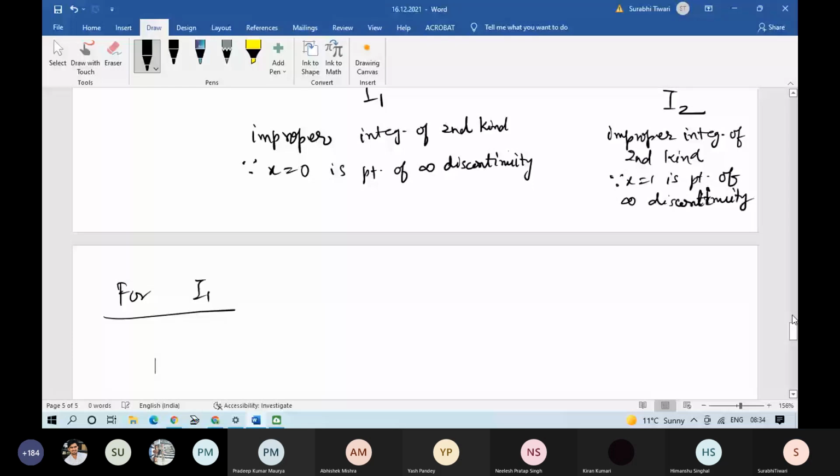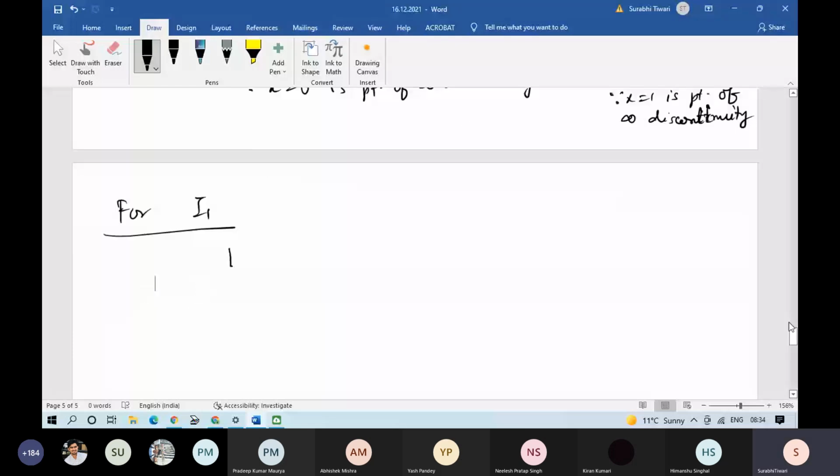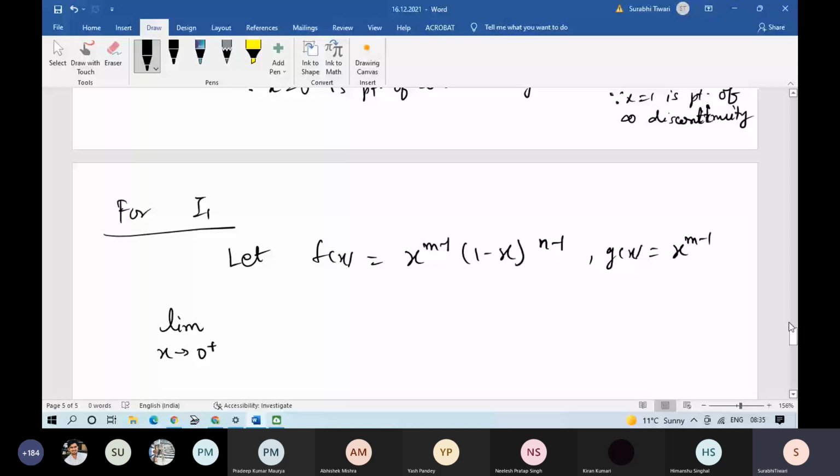Now for I1, let f(x) be equal to x to the power of m minus 1 times (1 minus x) to the power of n minus 1, and g(x) be equal to x to the power of m minus 1. Now you take the limit as x tends to 0 plus. We cannot go to the left hand side, so we are taking the right hand limit only, of f(x) upon g(x).